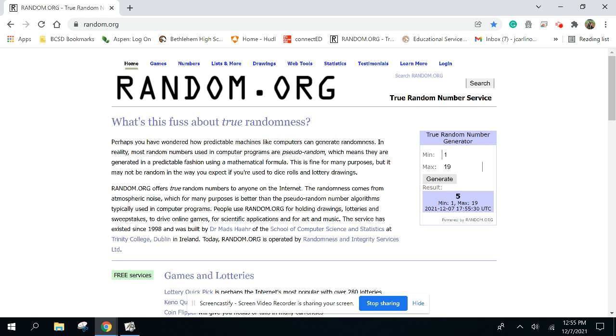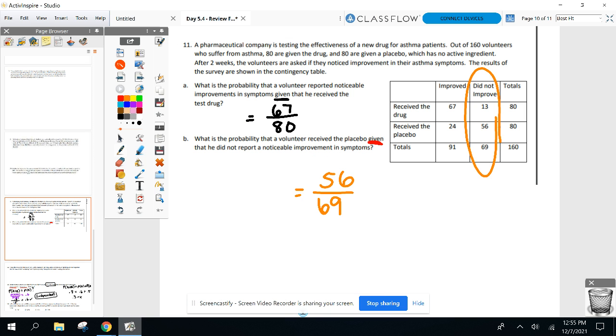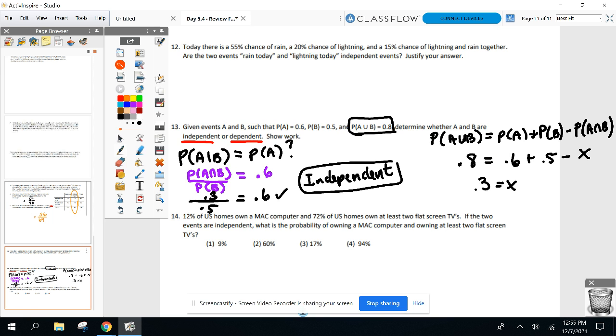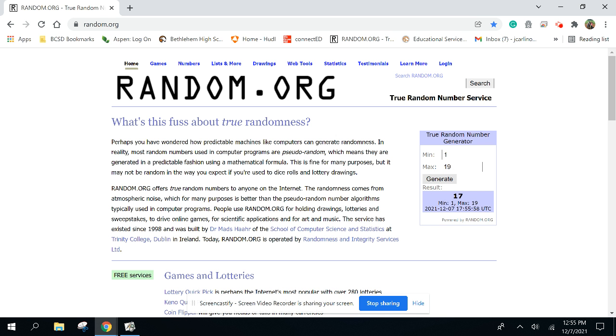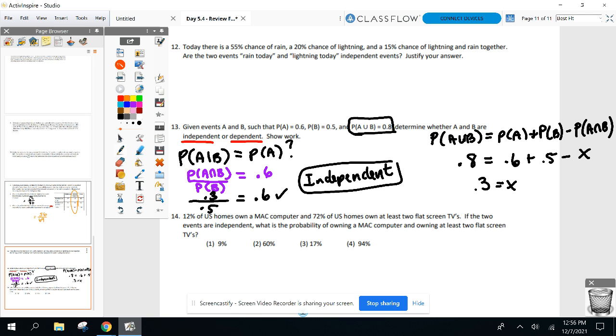5, 1 through 26. 12. All righty. What type of problem am I working with here? 17, what type of problem does this fall under? Keep reading. Independent or dependent. There you go. Independent or dependent.